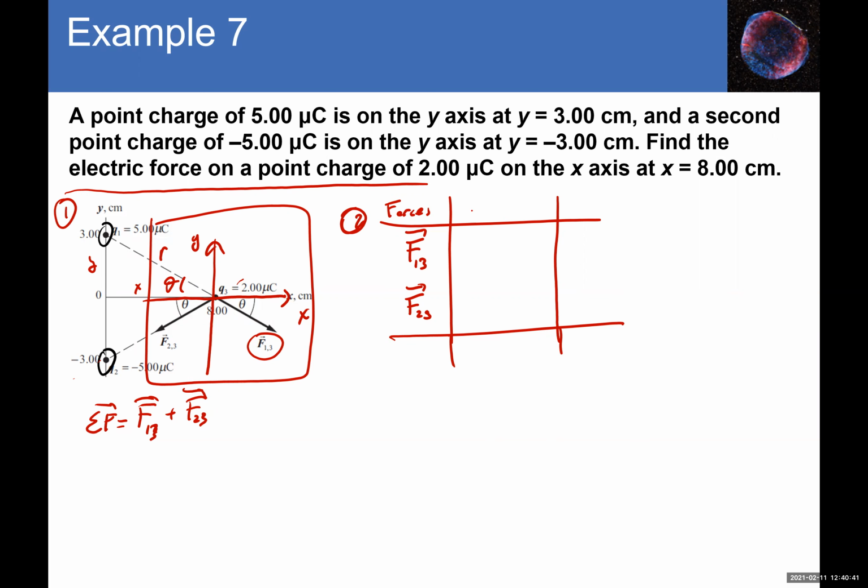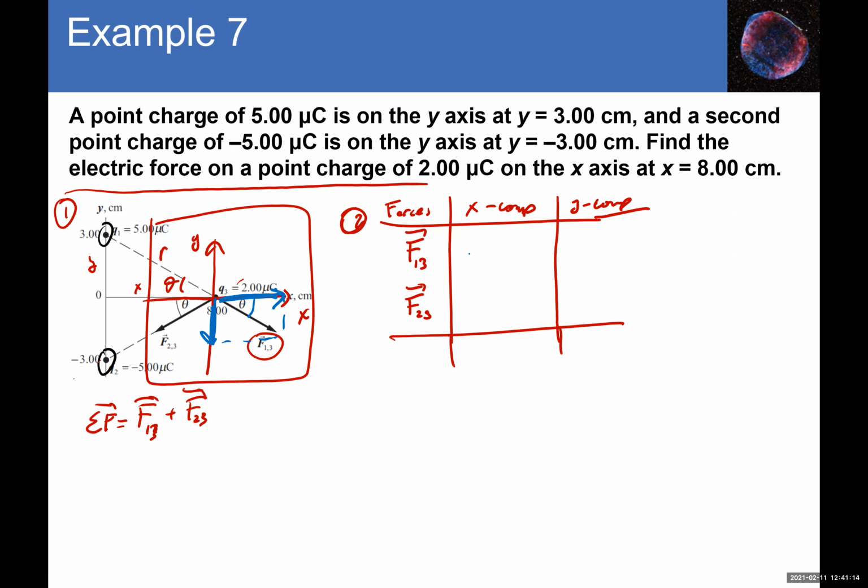Okay, that means I have to break all of them down into components. That's why I have this table where I organize the work. First I look at F13. F13 is in the fourth quadrant. If I break it down into components, I get something like this: the X component, and then this is the Y component. Remember, the parallelogram will allow me to do that. And I can see that theta is with respect to the X-axis.